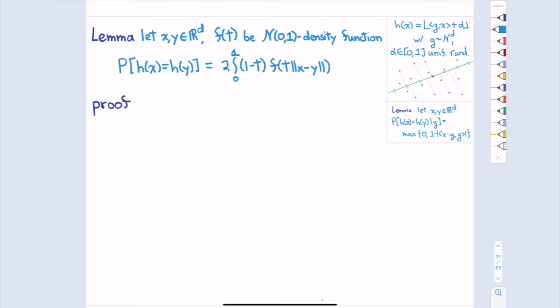Now, what are the odds that h of x is equal to h of y? This is really what we're interested in. We did a little baby analysis before, where we just analyzed the alpha part, so that'll come into play here. All right, so the probability that h of x is equal to h of y.